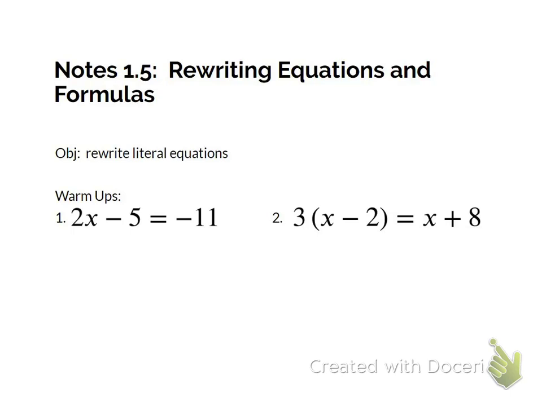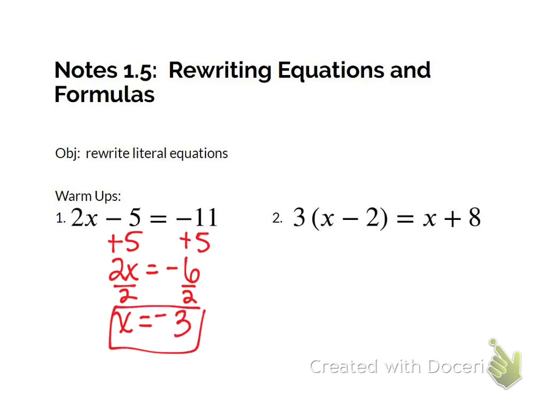Our first warm-up, how am I going to start solving for x? Hunter? Add 5 on both sides. Good. Add 5 to both sides of the equation. That leaves me with 2x equals what? Negative 6. Who can tell me my next step to solve this? Divide by 2. What do we get for x? Dominic? Negative 3. Good, a negative 3. Very good.